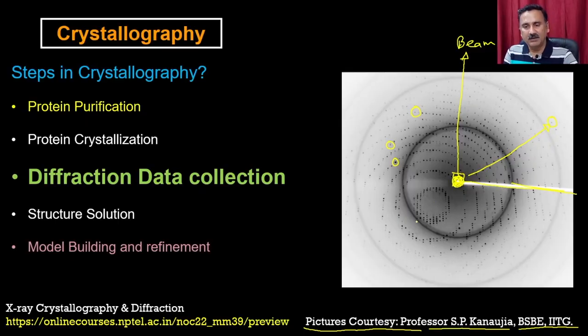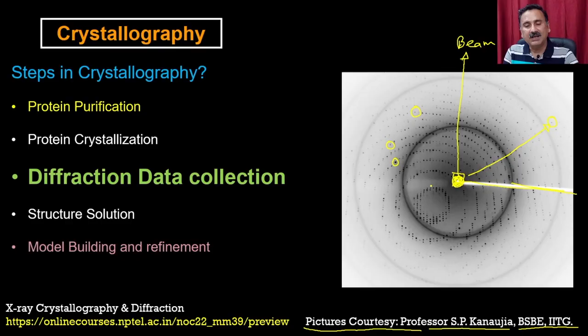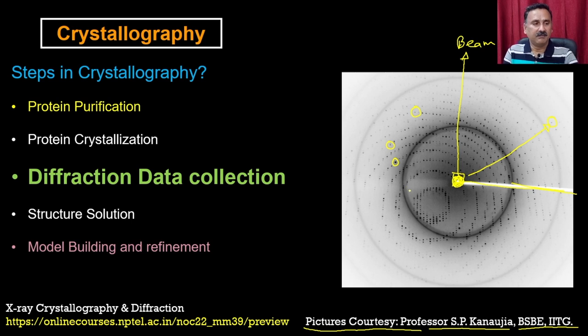You see all the spots are discrete, not merged. In some cases you will see one spot and then a second spot overlapping. That is going to create trouble when you do structure solution, because it will interfere with preparing the electron density map.